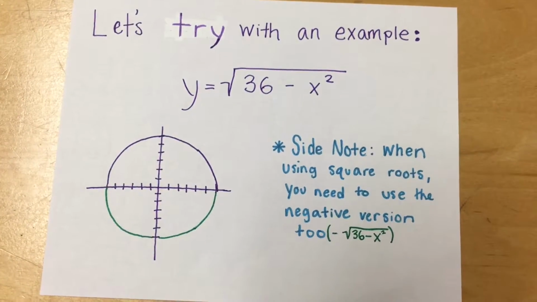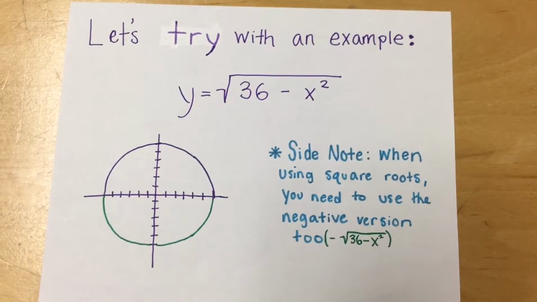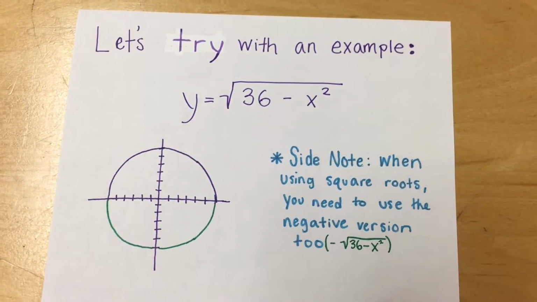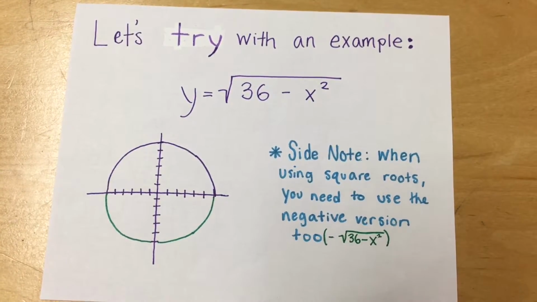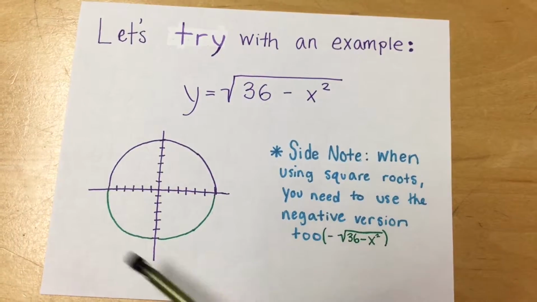Let's try with an example. Y equals the square root of 36 minus x squared. Side note, when using square roots, you need to use the negative version too, so negative square root of 36 minus x squared.